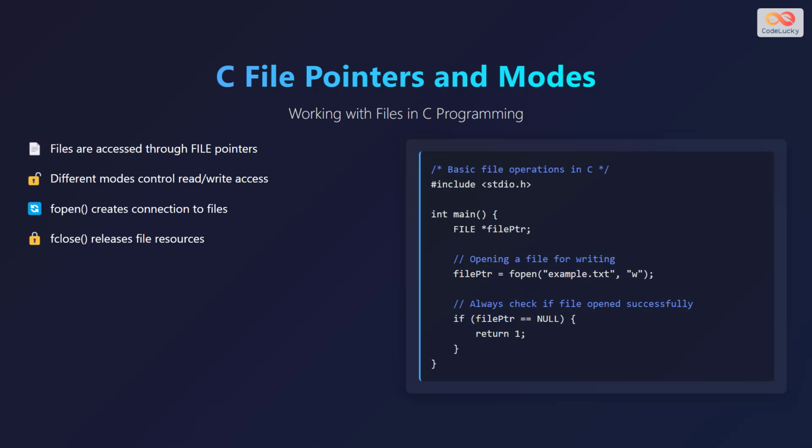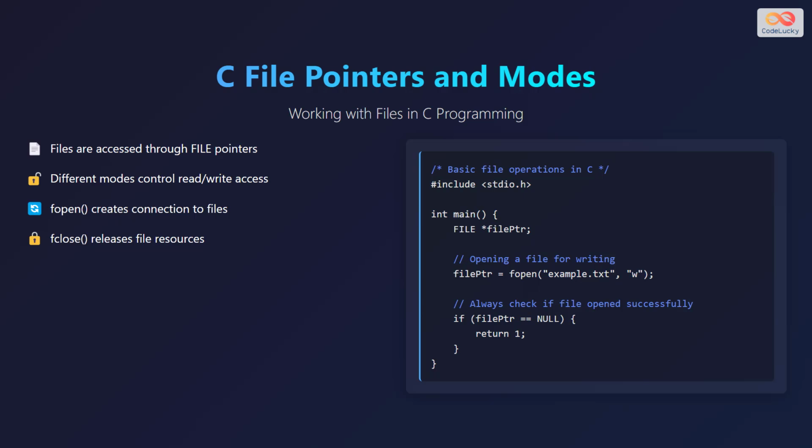In this lesson, we will explore how to work with files using the C programming language. We will learn about file pointers and the different modes available for accessing files. Remember that files are accessed through file pointers in C. Different modes control read and write access. The fopen function creates the connection to the file, and the fclose function releases the file resources.